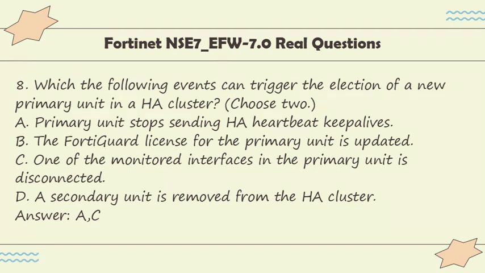8. Which of the following events can trigger the election of a new primary unit in a HA cluster? Choose 2. A. Primary unit stops sending HA heartbeat keep alives. B. The FortiGuard license for the primary unit is updated. C. One of the monitored interfaces in the primary unit is disconnected. D. A secondary unit is removed from the HA cluster. Answer: A, C.